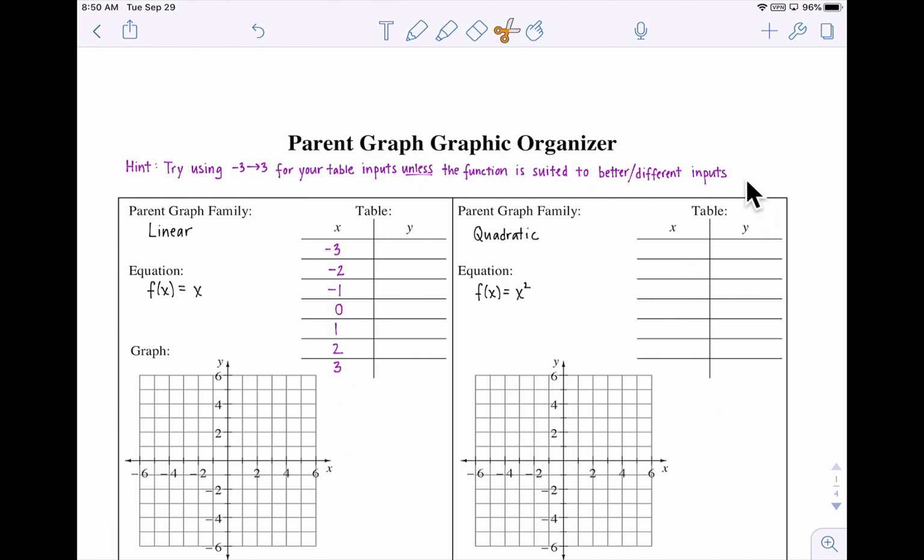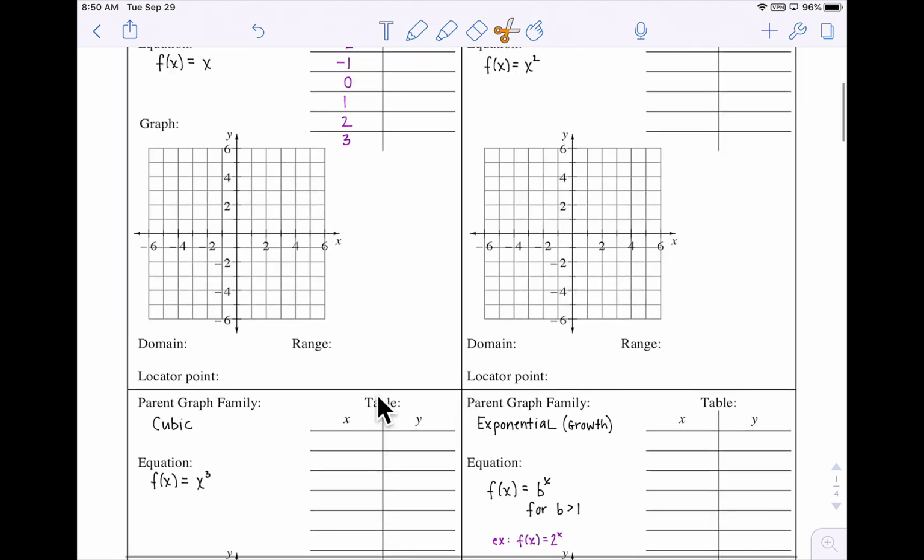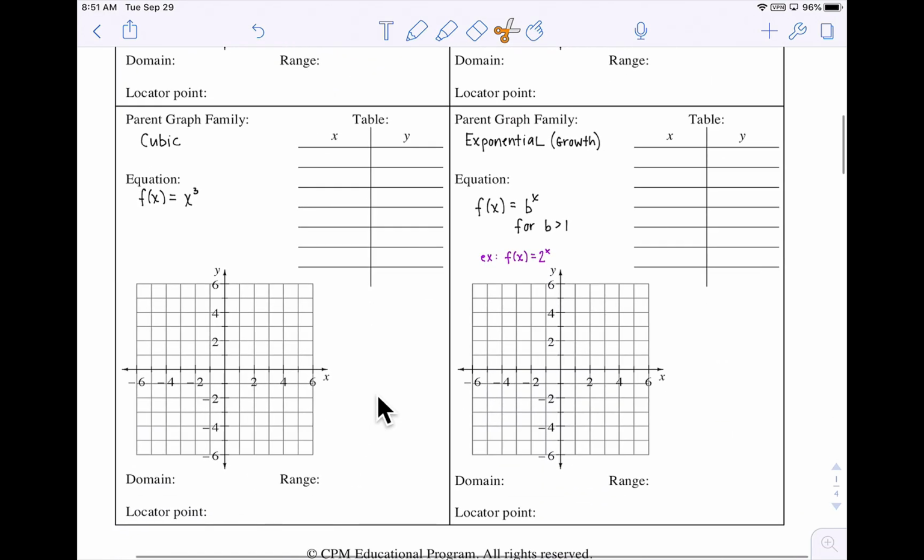Notice this little hint at the top that says try using -3 through 3 for your inputs, unless you think the function is better suited to different or better inputs. But in general, -3 through 3 might be a good starting point. Okay, let's take a closer look at the exponential growth function, something you've visited in the past, and that's in the bottom right corner of this first page right here.